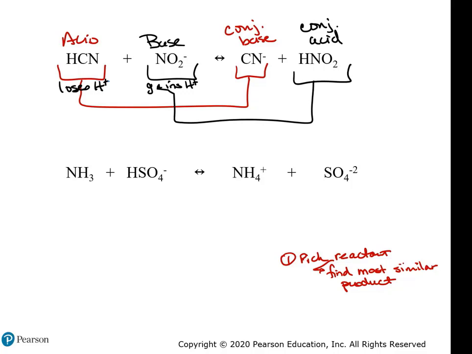Okay, so look at the next one. Find the pairs. Figure out which one gains. The one that gains is the base, the one that loses is the acid. And then define their conjugate pair on the product side.